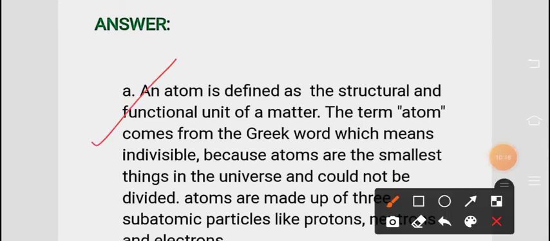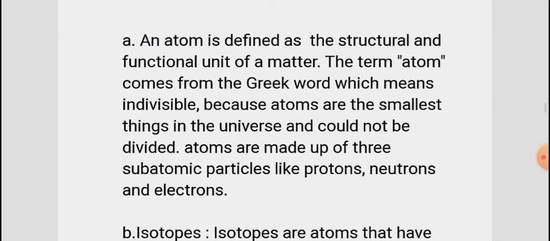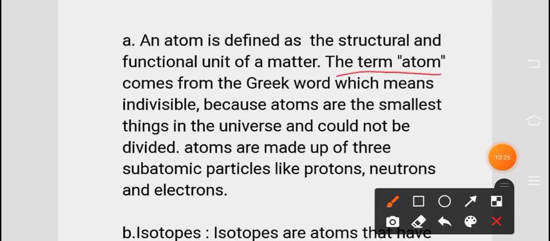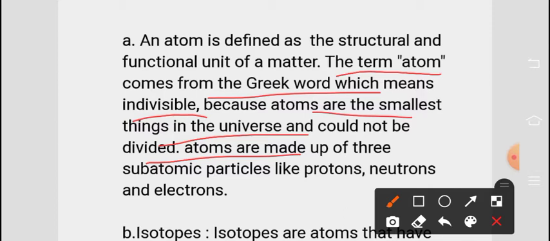An atom is defined as a structural and functional unit of matter. The term atom comes from a Greek word which means indivisible, because atoms were thought to be the smallest things in the universe that could not be divided. Atoms are made up of three subatomic particles: proton, neutrons and electrons.